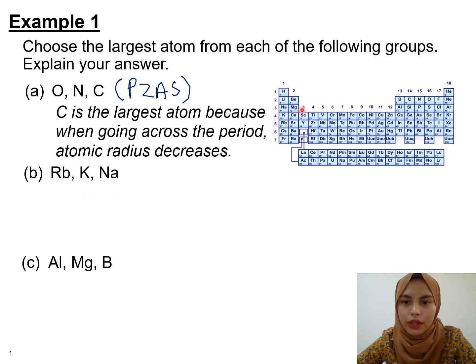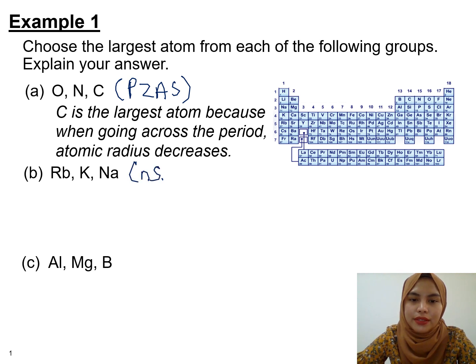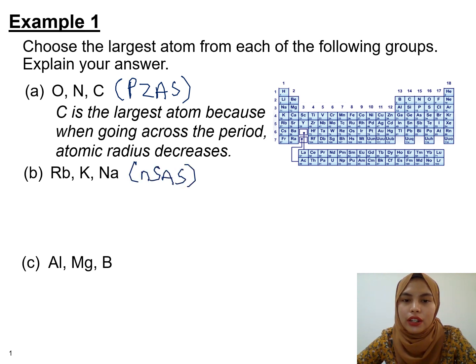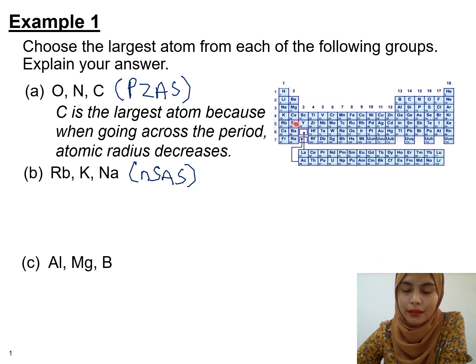So carilah where it is in the periodic table of element. There you go, you find it. Rubidium, sodium, potassium, okay, belongs in the same group, which is group 1. Okay, what do I tell you? Kalau let's say trend of atomic radius down the group, you need to remember NSAS. What is NSAS? Okay, going down the group, the number of shells akan bertambah. Going down the group, number of shell akan bertambah.